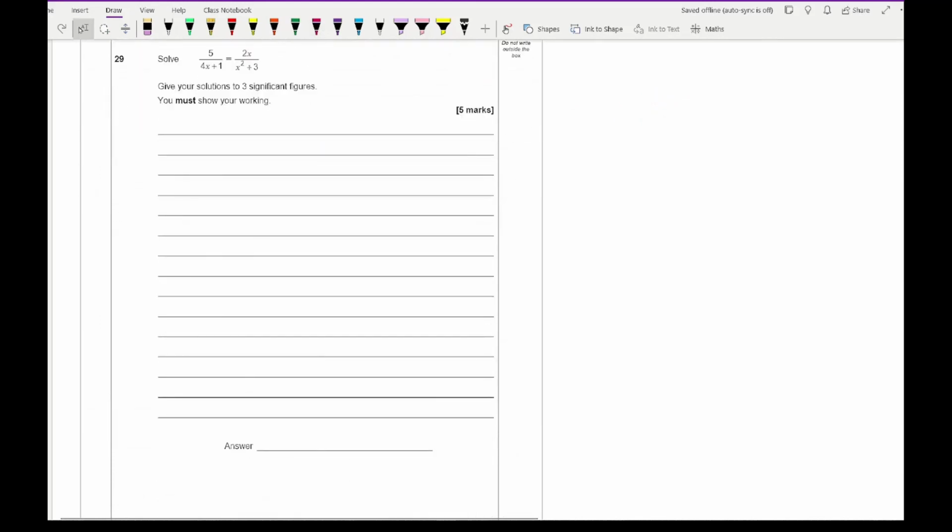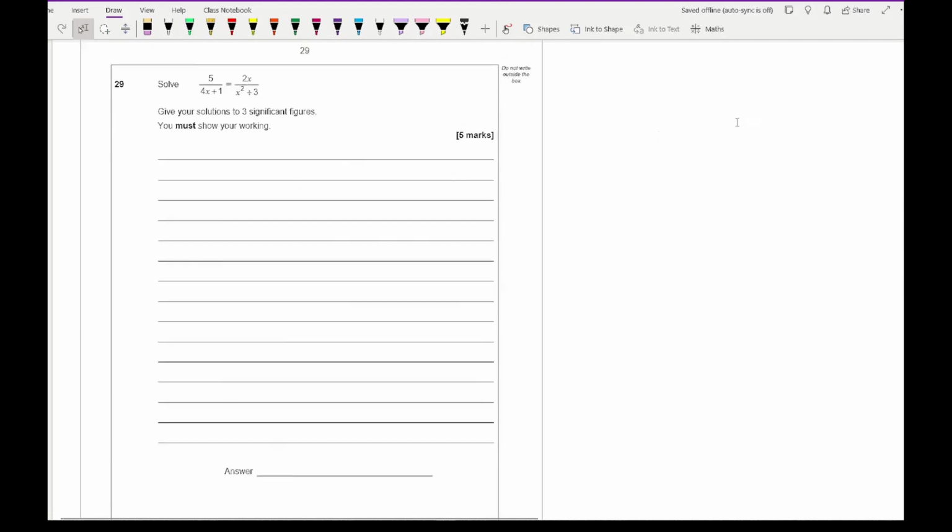Then moving on to our last question, which is looking at algebraic fraction. And the question is asking me to solve this algebraic fraction. So let me start by making it a little bit bigger for us to see. Now because I've got fraction equals a fraction, what I'm going to do is I'm going to cross multiply. So what I've got is 5 lots of x squared plus 3 equals 1 there, and we've got 2x and then 4x plus 1.